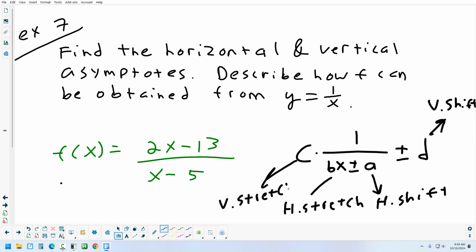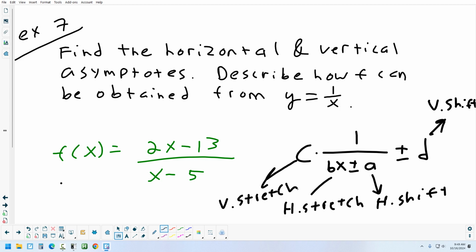And if the C or the B is a negative value, what does that cause your graph to do? Because of the flip, right? Causes it to flip. B is a horizontal reflection if it's negative. C is a vertical reflection. So it's really the same kind of transformations we studied back in chapter 2 when we talked about parabolas. And the same order applies.